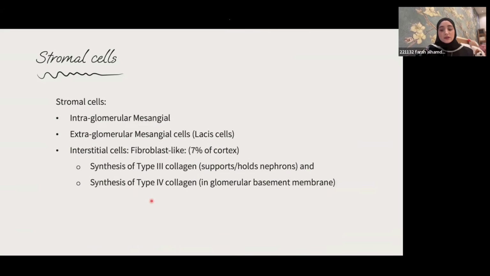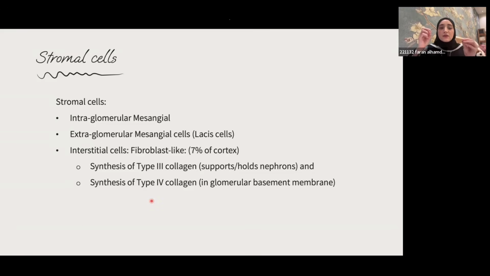Then we have stromal cells. So I mentioned that the parenchyma, or the functional part of the kidney, is the nephrons. This is the function of the kidney, and each nephron is performing this function. We also need something to hold all of these structures in place. These are the stroma, or the stromal cells.